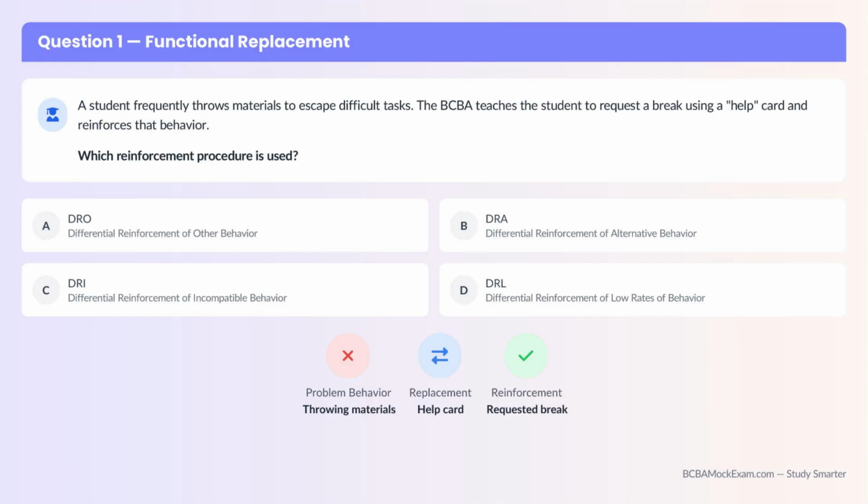We have a student who throws materials to escape difficult tasks. The BCBA introduces a help card so the student can request a break, and now the teacher reinforces the use of that card. On exam questions like this, notice the flow: problem behavior equals throwing, new behavior equals using the card, consequence equals getting a break. Clearly, the new behavior is designed to give the student the same outcome: escape from work, but in a socially acceptable way. As you read the options, ask yourself, which procedure describes reinforcing a new, appropriate response that gets the same function as the old behavior?